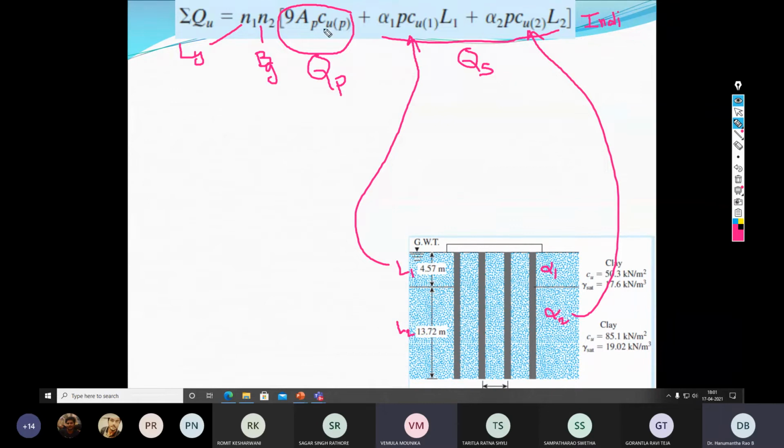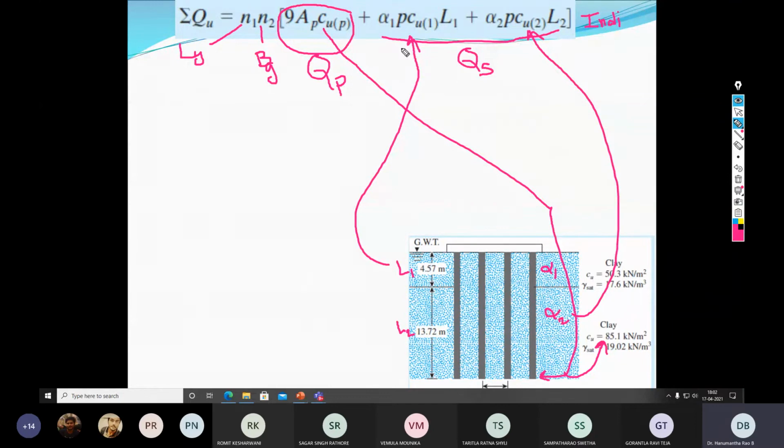Since the pile tip is resting in second clay, it is 85.1, straightforward. But when you calculate the skin friction, you need to pick up the values of alpha 1 and alpha 2. These are called the adhesion factors. P is the perimeter. L1 is 4.57 for the first layer, L2 is 13.72 for the second layer, and Cu1 and Cu2 are already known. Cu1 is 50.3, Cu2 is 85.1.